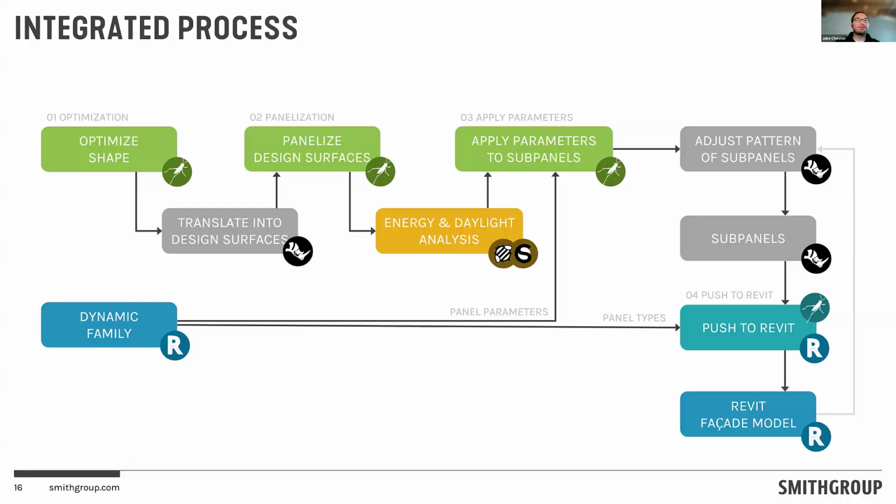Because we like method diagrams, we created a diagram for this, and it played out something like this, where we optimize that floor plate shape. We translate that into design surfaces, panelize those design surfaces into smaller modules. We run the energy and daylight once we have those panels. Then that energy and daylight analysis actually informs the shaping and the shading for those panels. Then we link that from Rhino to Revit, and those get pushed into our architectural facade model here.